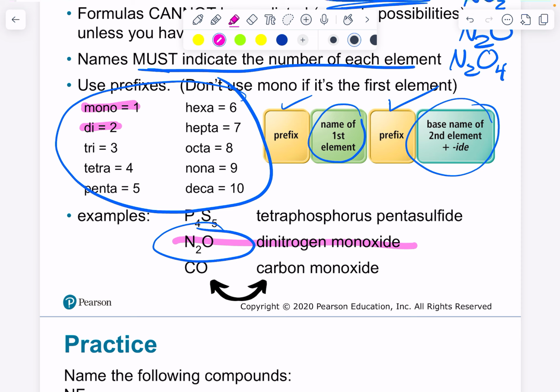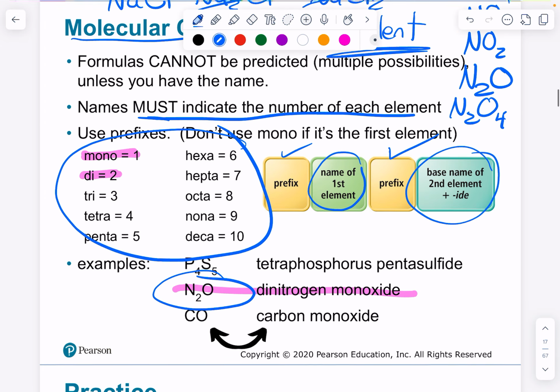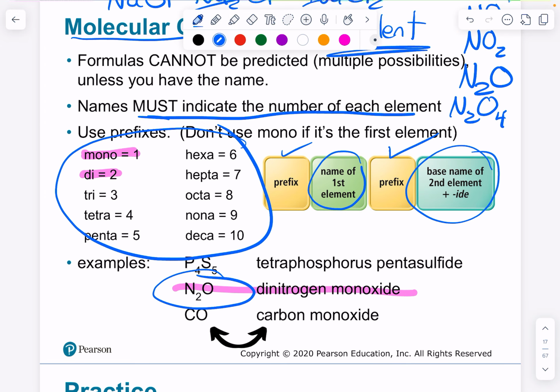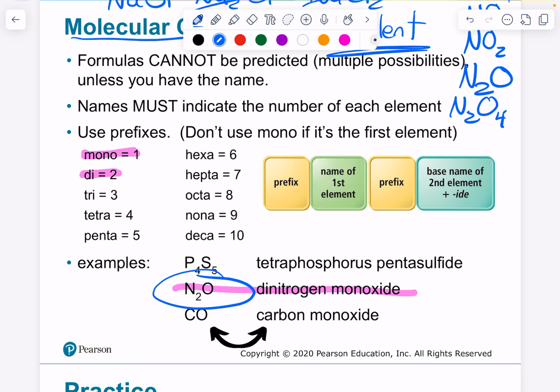All right. The only one that's a little bit weird, the only rule here, and it doesn't look like I have this written down, so let me just write it down. Oh, it's right there. If the first element, let me erase some of these scribbles for you. If the first element only has one, we don't say mono. Don't use mono if it's the first element.